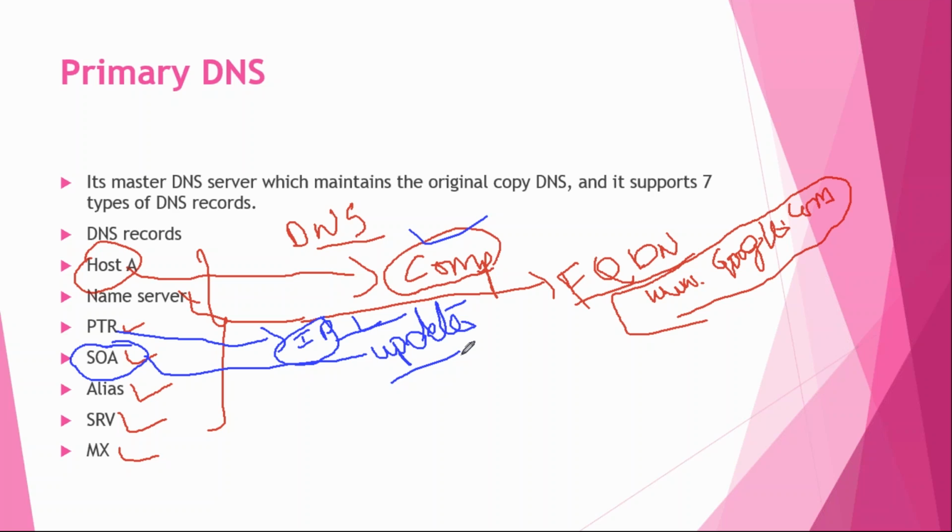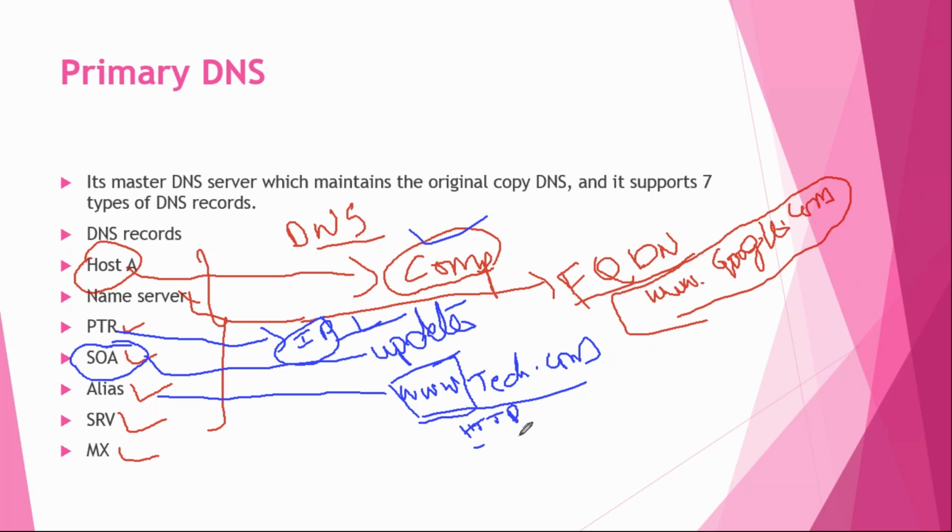Next one is alias record. Alias record is used for creating the website name. For example, you can say www dot the domain name. So say, for example, the domain name is tech.com. So this is called alias record. You can use www or you can use http. Both can be used.